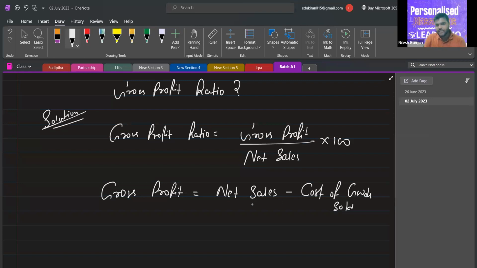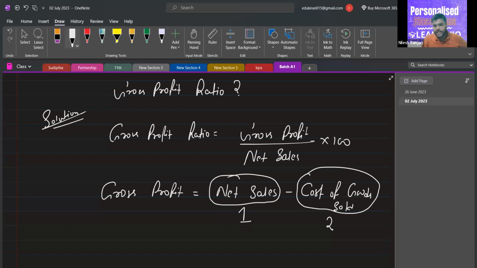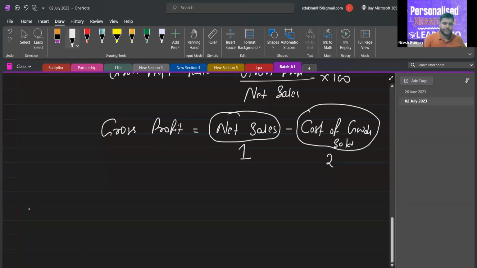So net sales is required in both of the formulas. So we will calculate net sales first. This is our first step. And then we will calculate cost of goods sold. Second step. And after that, our gross profit will be calculated automatically. Okay. So first of all, net sales. Actually there is no sales return, so total sale is also net sale here.